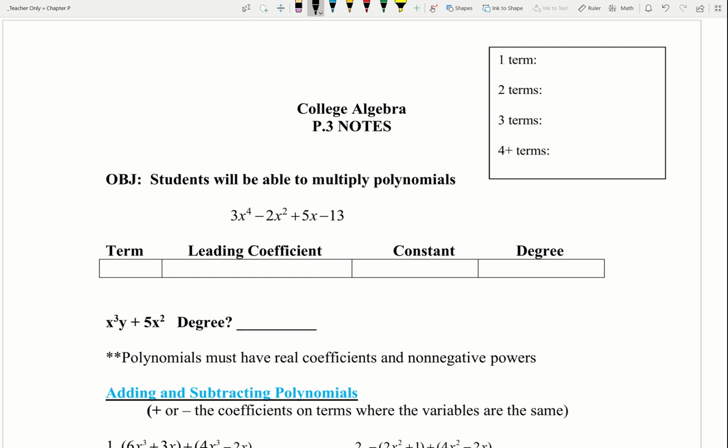I want to talk about what they are, how we point out certain characteristics of them to classify them, how to name them. But more specifically in this video I want the meat to be how we do operations with them. So how specifically do we add and subtract polynomials, and then after that we'll take a look at a couple of examples of multiplying polynomials.